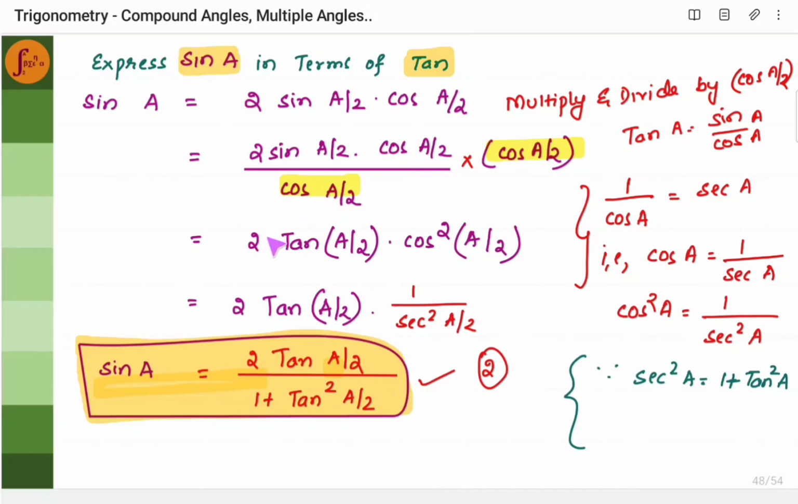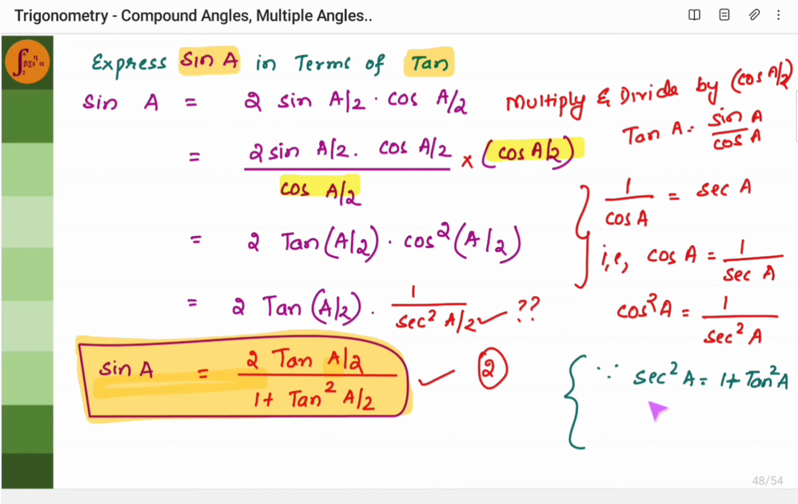Now, the entire formula should be in the tan representation. We should have tan in the formula. We cannot have cos. We have to get rid of this cos value. How do we do that? We'll have to do it step by step. We can write cos A by 2 as 1 by secant A by 2. Cos A is 1 by secant A, correct? So cos square A is 1 by secant square A. So instead of cos square A by 2, I can write 1 by secant square A by 2. Now one step is over. How do I get rid of secant square?